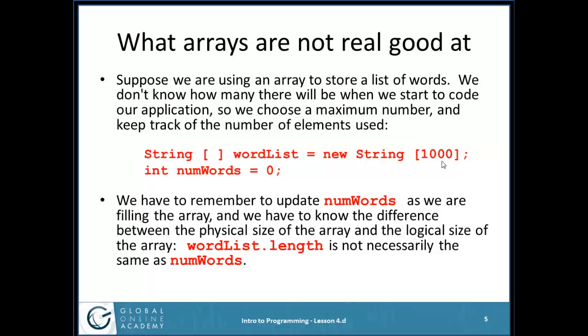Now maybe I'm only going to use 800 of them. Maybe I'm only going to use 600 of them. Maybe I'll use all 1,000 of them. But I've got to guess at the beginning that 1,000 is the most I would ever need. And then I might keep track of something called numWords. How many have I used so far? 0 of them. We have to remember to update numWords. wordList.length will always have value 1,000 for this array, but I may not have put 1,000 words in there yet. So we have to know the difference between the physical size of the array and what we call the logical size of the array, the part of the array we're really using.